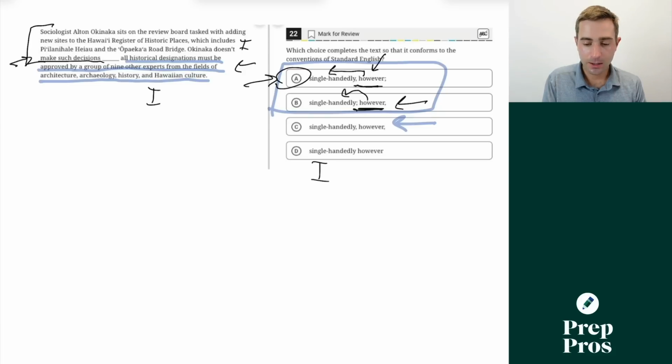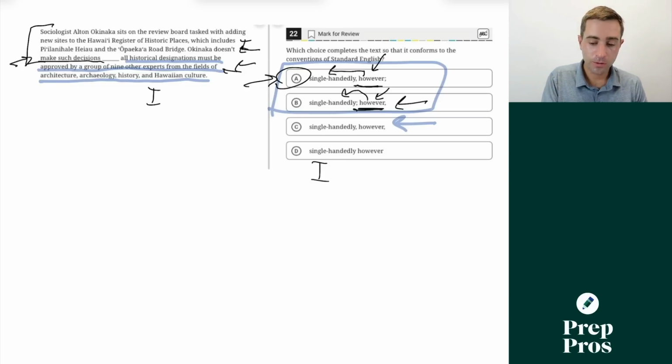This second answer choice, B, does not make sense because we're not seeing a contrast between this second sentence and this third sentence. If we say Okanaka doesn't make such decisions single-handedly, however, all historical designations must be approved by a group of 9 other experts from the fields of architecture, archaeology, history, and Hawaiian culture. These two ideas are in agreement. He's not making the decisions alone, and then we're talking about how they have to be approved by other people.